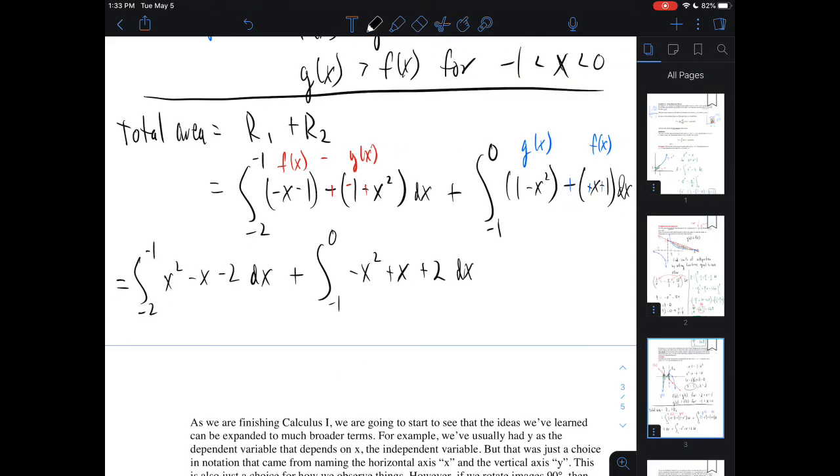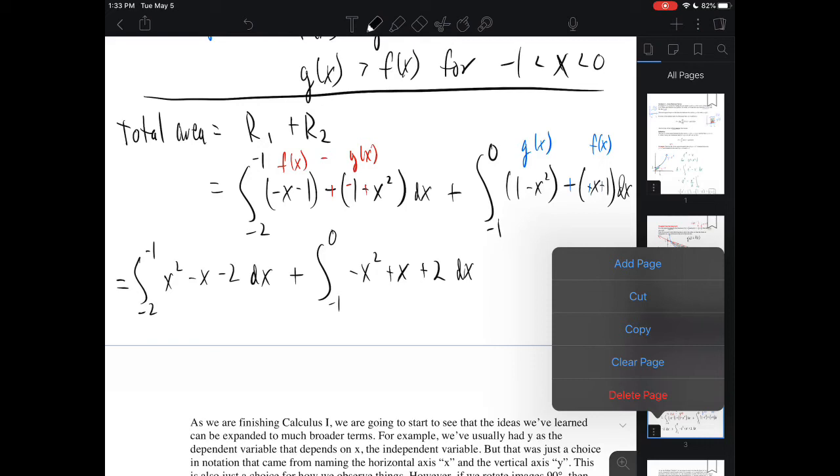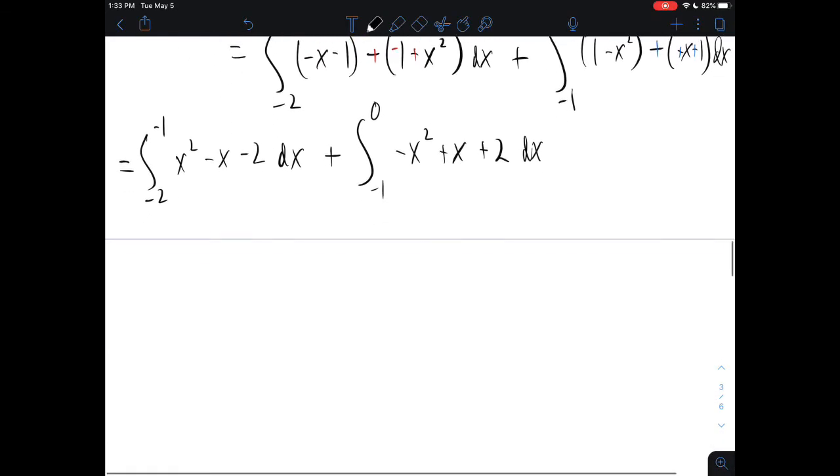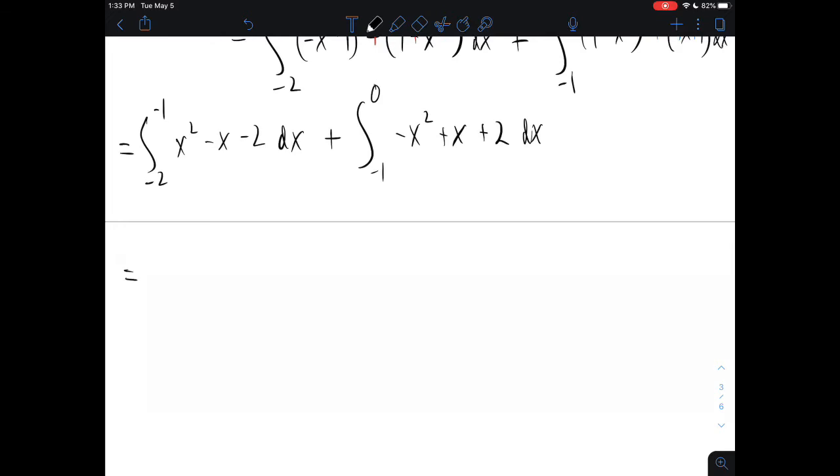I'm going to add a page here because I'll probably need a little bit more room. So antiderivative of x squared is x cubed over 3. Antiderivative of x is x squared over 2. Antiderivative of 2 is 2x. So I'm going to have x cubed over 3 minus x squared over 2 minus 2x evaluated at -1 first and then -2. That gives me the area of the first region.